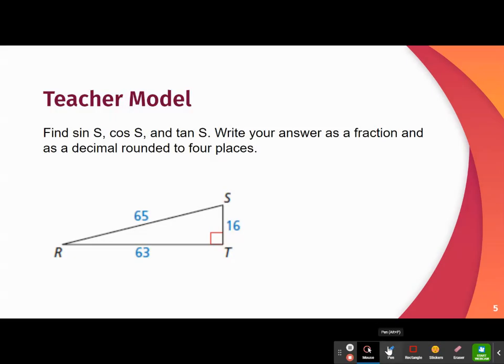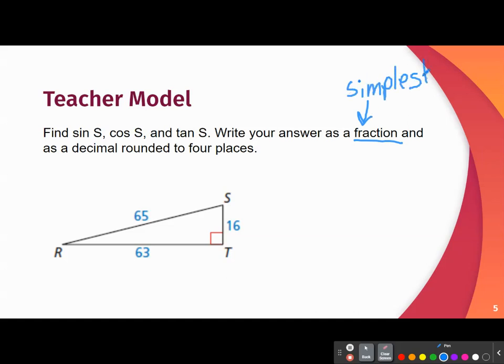All right, teacher model. I'll work this one out, and you'll just pay attention and write it down as I write it down. Find the sine, cosine, and tangent of angle S. So find sine of angle S, cosine of angle S, and tangent of angle S. Write your answer as a fraction and as a decimal rounded to 4 places. As a fraction, you need to make sure that it's in simplest form.